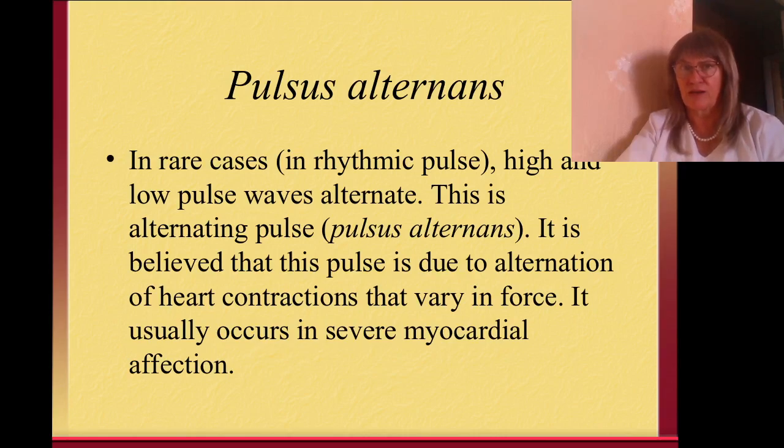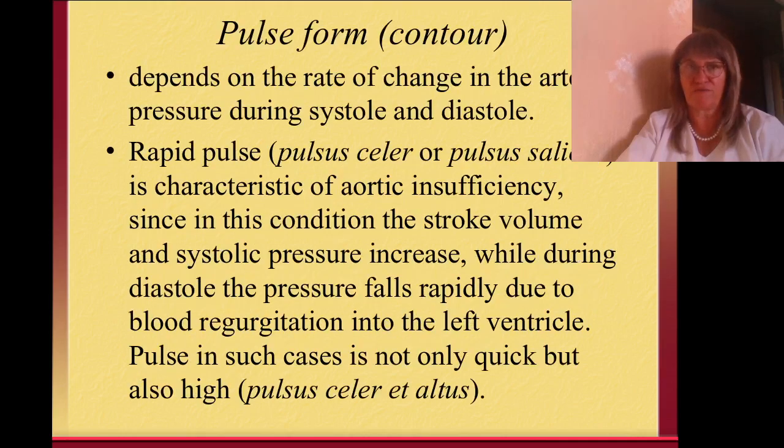Pulsus alternans. In rare cases, in a rhythmic pulse, high and low pulse waves alternate. This is alternating pulse, pulsus alternans. It is believed that this pulse is due to alternation of heart contractions that vary in strength. It usually occurs in severe myocardial affection.